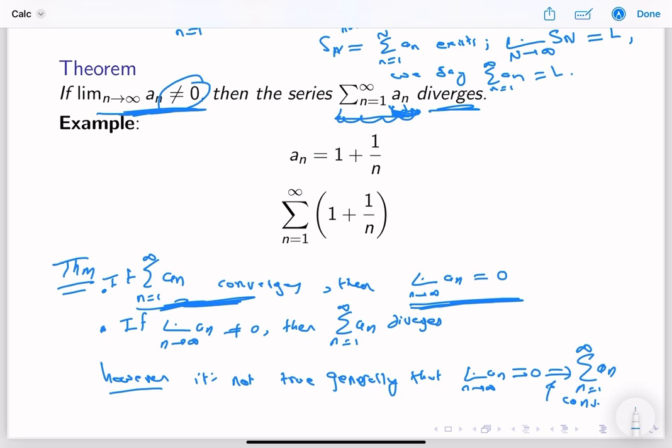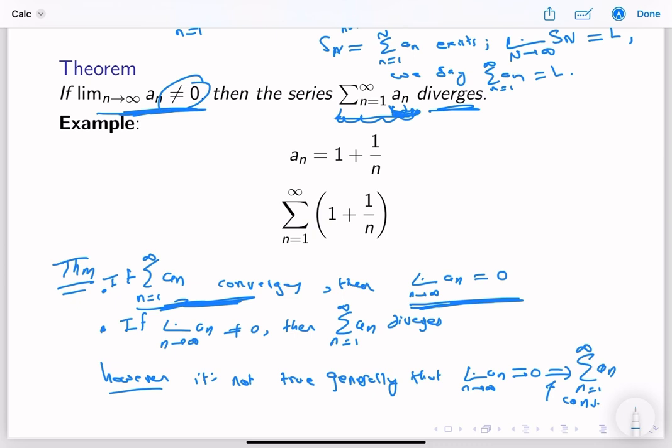If the limit is 0, this should give you some hope that the series is convergent, but it's not a proof, right? It's not enough to claim that it's actually a convergent series. However, you can use this theorem to prove that a series is divergent.